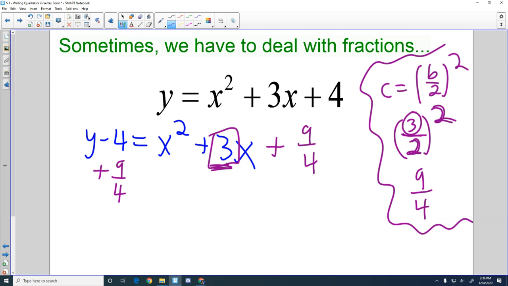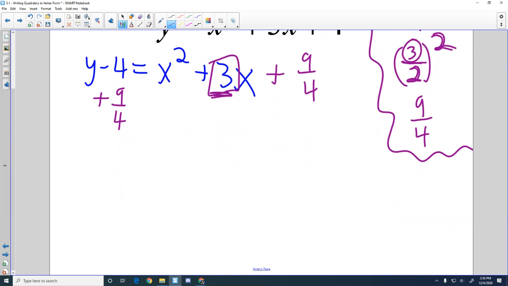Put 6 fourths as your, what do you call it? No, 3 halves. Well, that is 6 fourths, you're right. But you should simplify it.